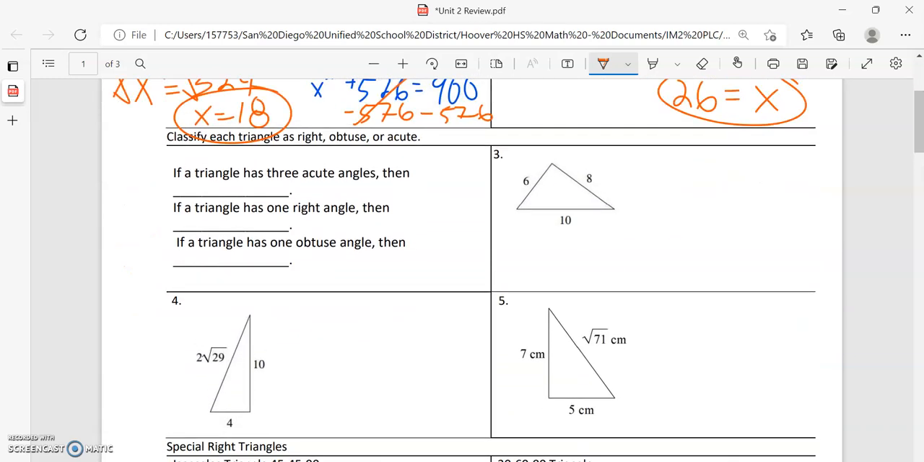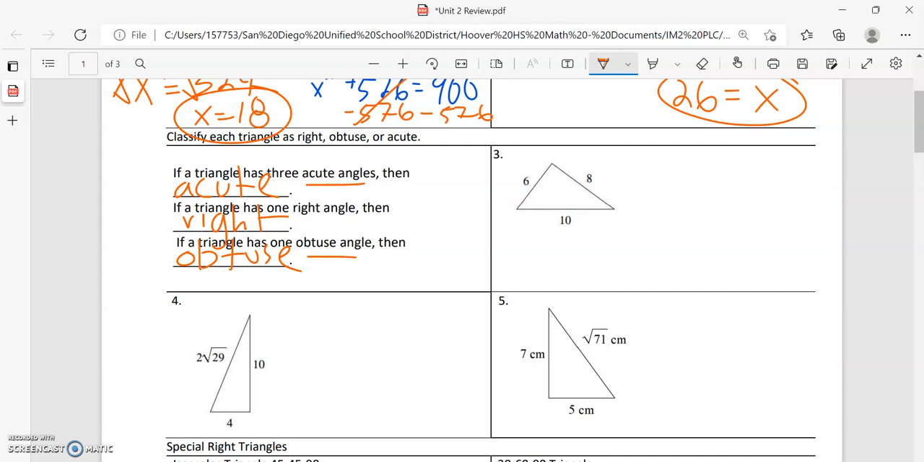All right, so if a triangle has three acute angles, then the triangle is acute. If the triangle has one right angle, then it is a right triangle. And finally, if the triangle has one obtuse angle, it is an obtuse triangle. For these three questions, we are checking to see if it is a right triangle or not. If it is not, then we will identify if it's either acute or obtuse.